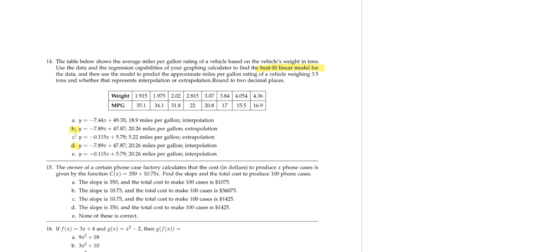But then you're asked to predict the approximate miles per gallon of a vehicle weighing 3.5 tons and whether that represents interpolation or extrapolation. So when you plug in 3.5 for x, you'll get 20.26. Now you've got to decide if it's interpolation or extrapolation. 3.5 will be somewhere in between, so this means it's interpolation. If it was something on the outside, greater than 4.36 or less than 1.915, that would mean it's extrapolation.